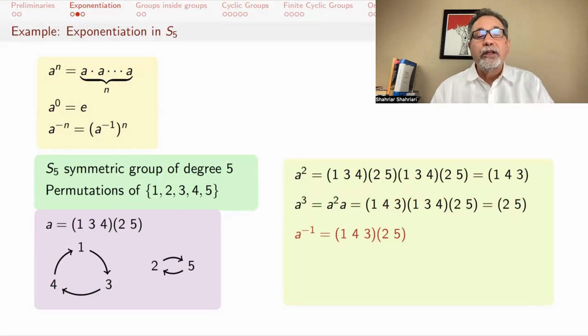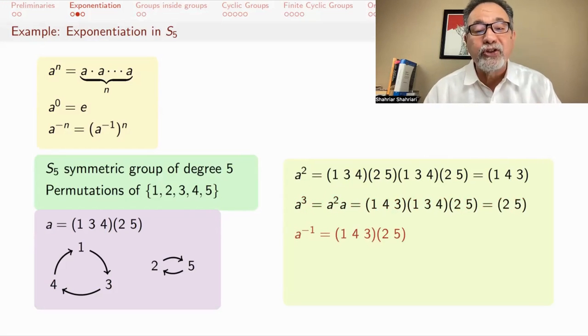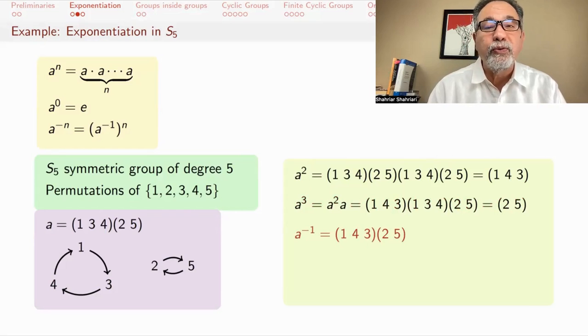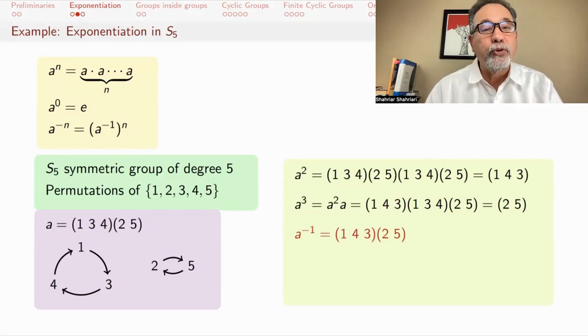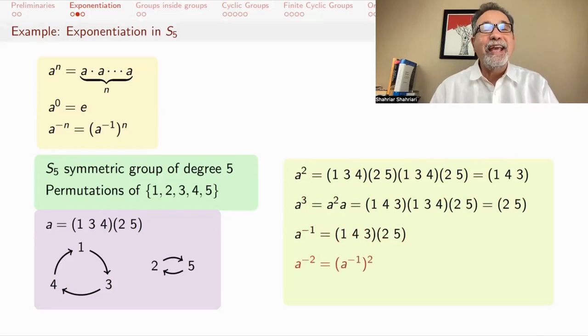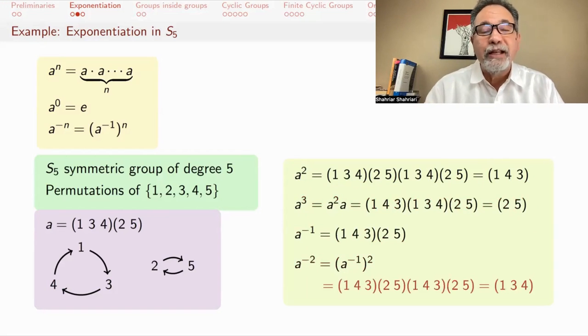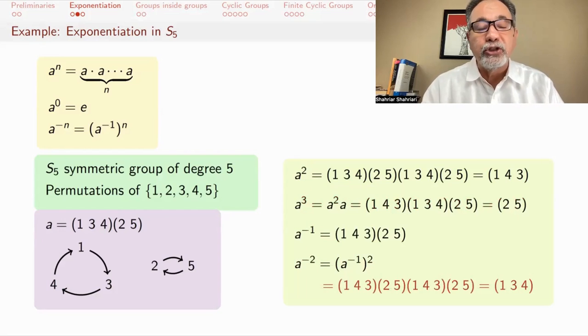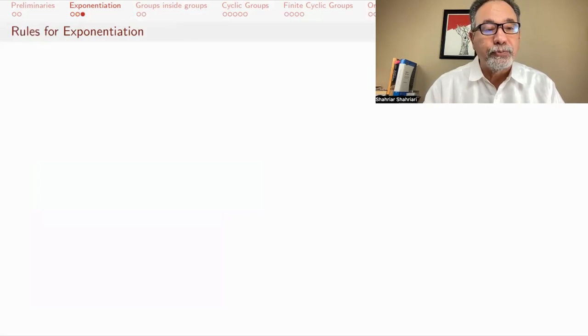A to the minus 1, that's doing things in reverse. So 1 goes to 4, 4 goes to 3, 3 goes to 1, and the places of 2 and 5 are switched. And A to the minus 2 means you take A to the minus 1 and multiply it twice. I urge you to do some of these multiplications to make sure that we are on the same page.